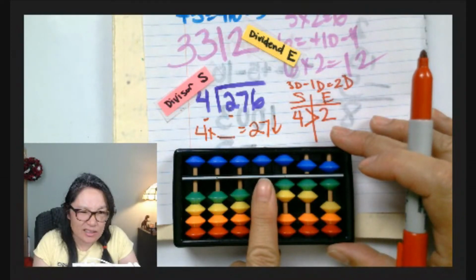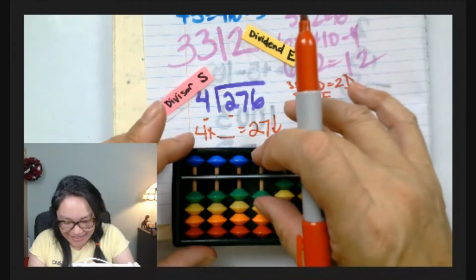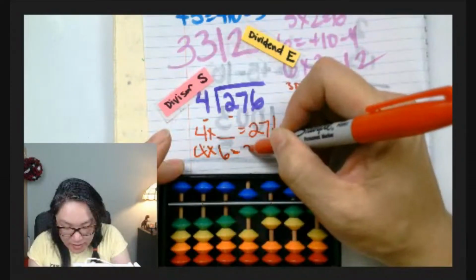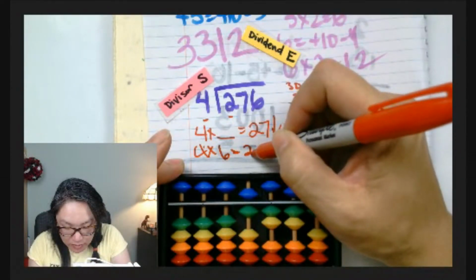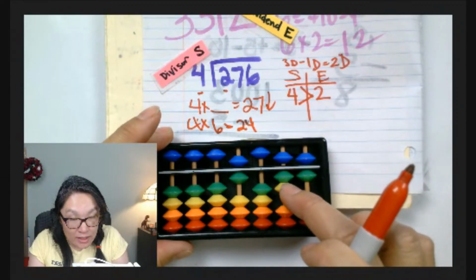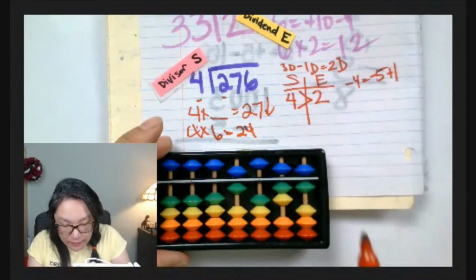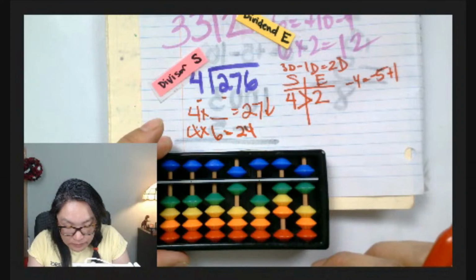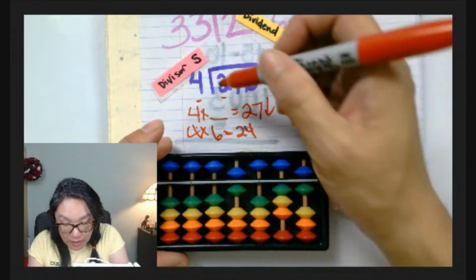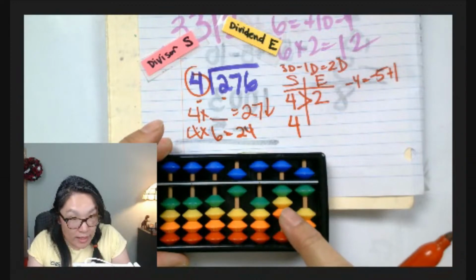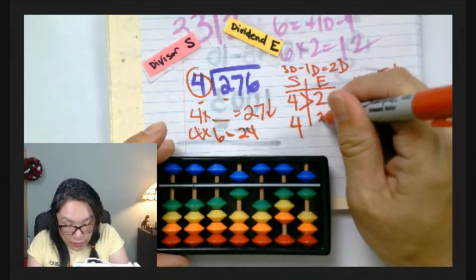Is it 6? Okay, good. 6 times 4 is equal to 24. So what I'm going to do is take away the 2 and take away the 4. Cannot take away the 4. What do I do? Minus the 4 is equal to minus the 5 plus the 1. So now I have to compare my 4 and 3. Who is bigger, 4 or 3?